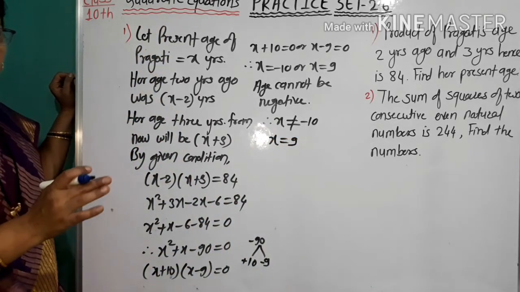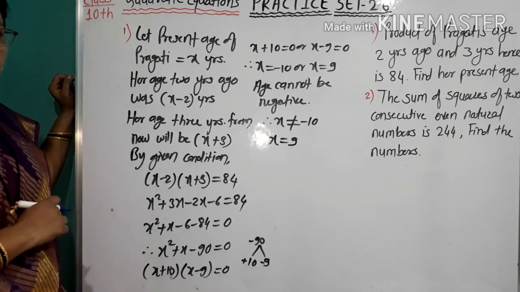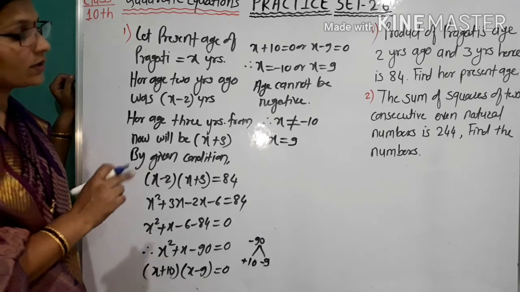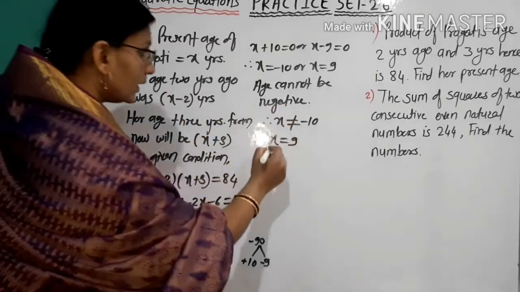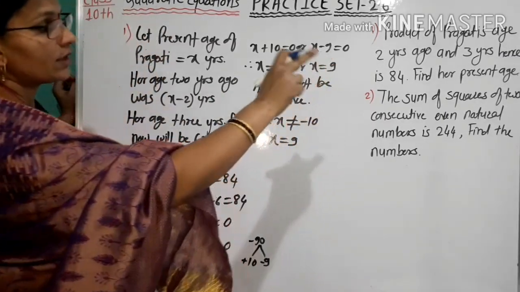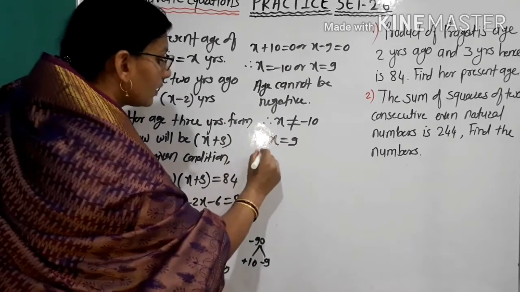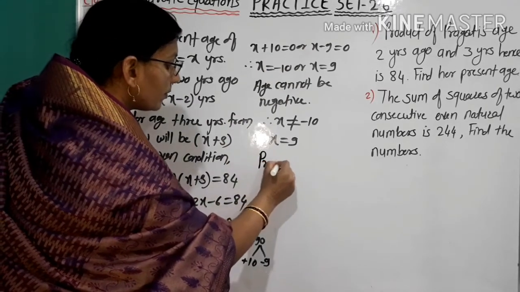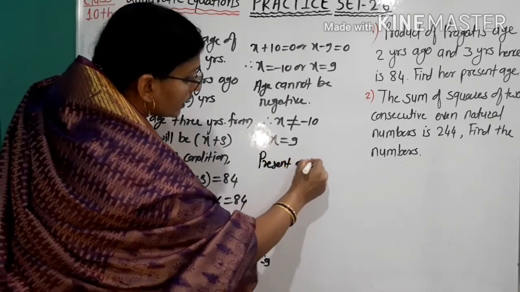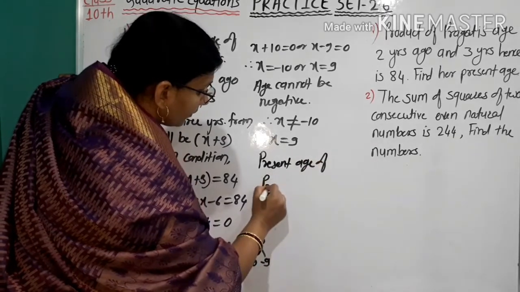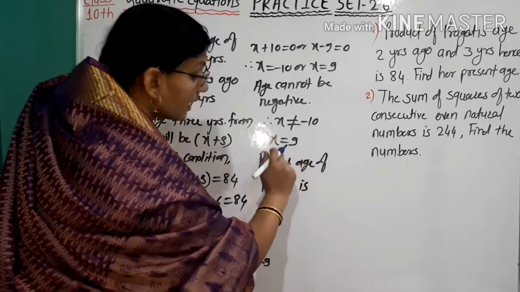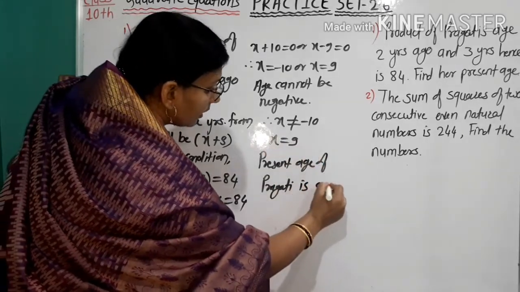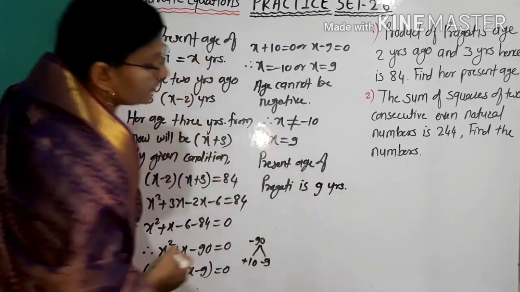So the third step is to interpret the solution of this quadratic equation in verbal language. So here write the present age of Pragati. The present age of Pragati is x, which means 9 years.